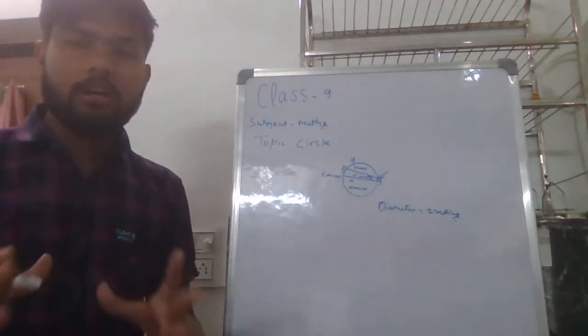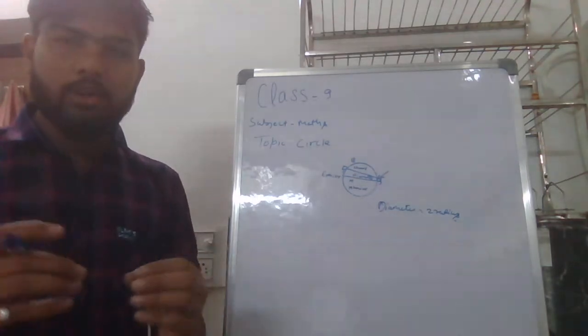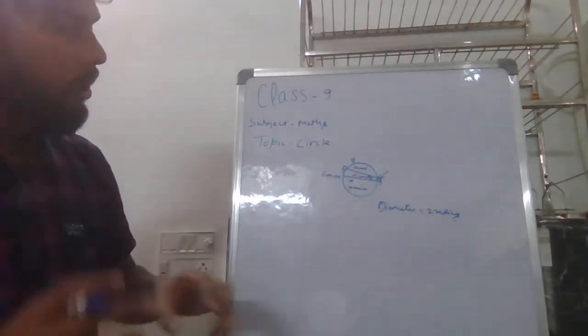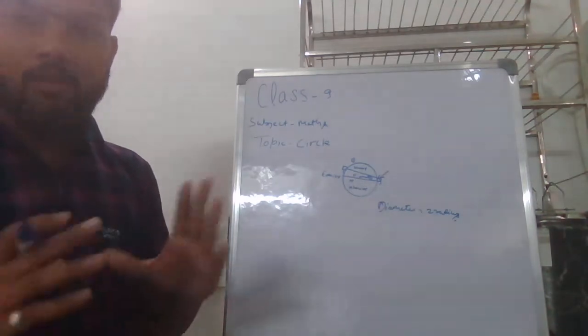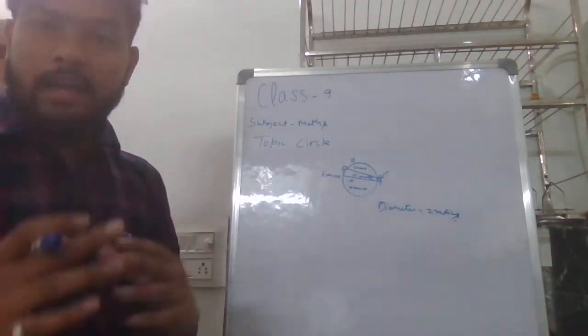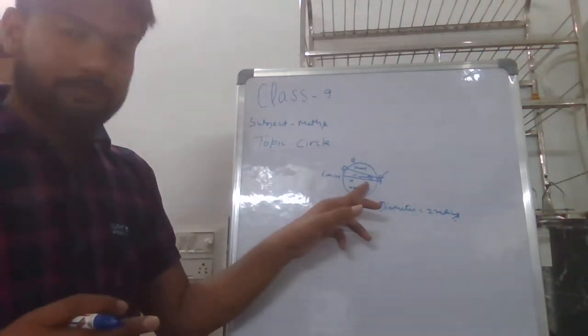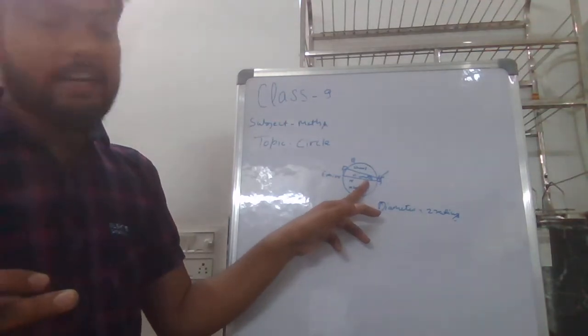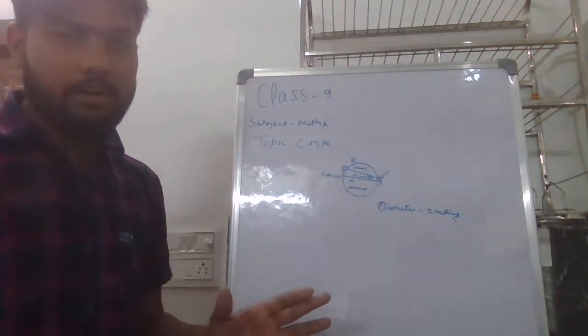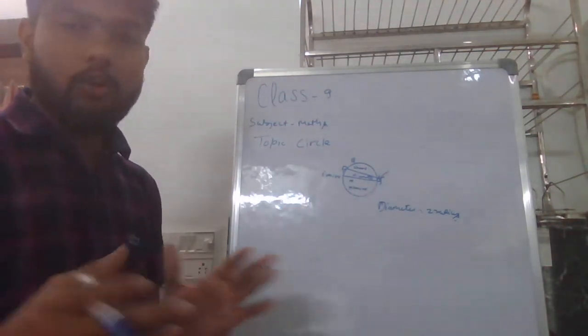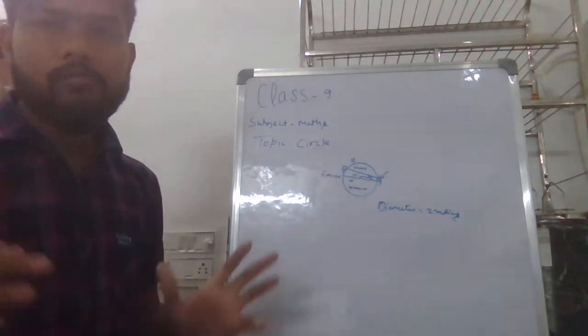So now we know the diameter of the circle. The chord which passes through the center of the circle is called the diameter of a circle. Okay, so let's move further.